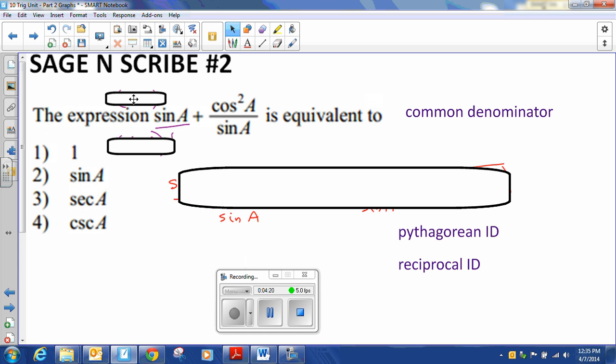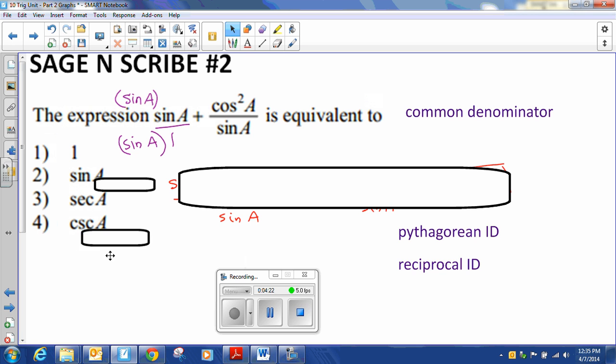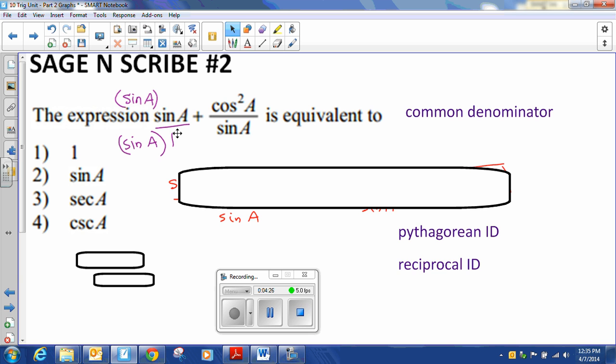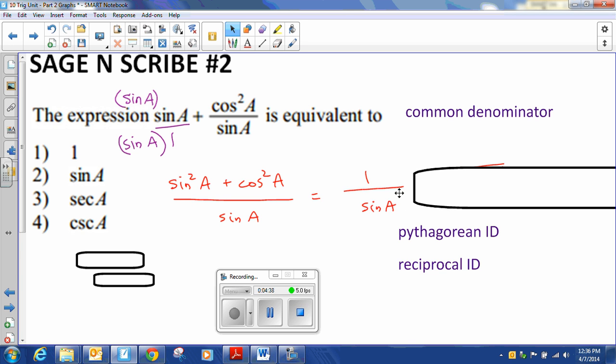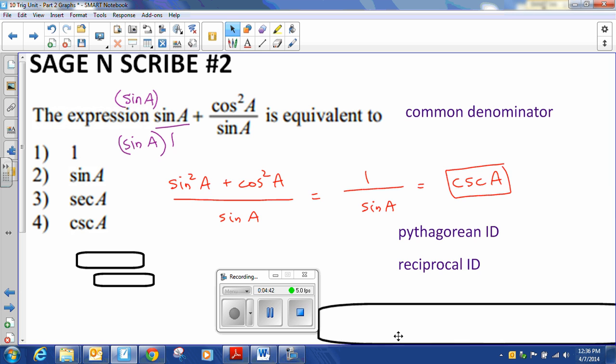Number 2, first thing you want to do is find a common denominator. So we multiply both the numerator and denominator by sine A, and that gives us sine squared A plus cosine squared A all over sine of A. And you should recognize that the numerator, once again, results in 1, because that's the Pythagorean identity, and 1 over sine A is cosecant A.